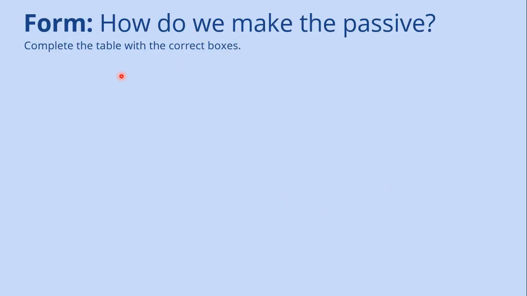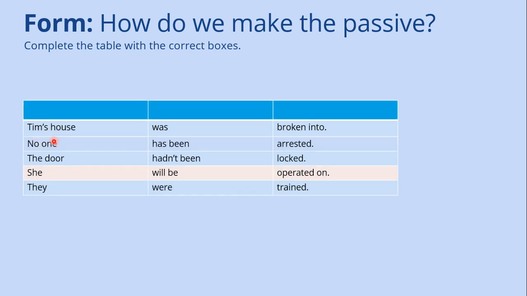Okay, the next one is: how do we make the passive? Complete now the table with the correct boxes. See now, Tim's house was broken into. No one has been arrested. The door hadn't been locked. She will be operated on. They were trained. See now, right? What are the auxiliary verbs? To be. Subject. The next one, past participle.